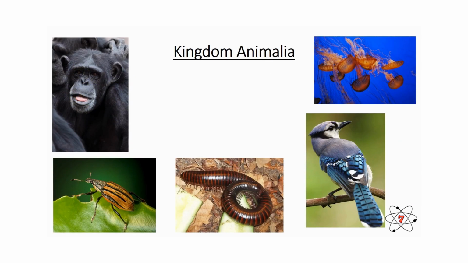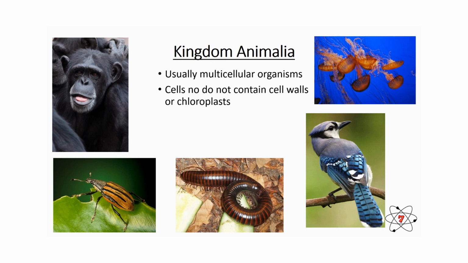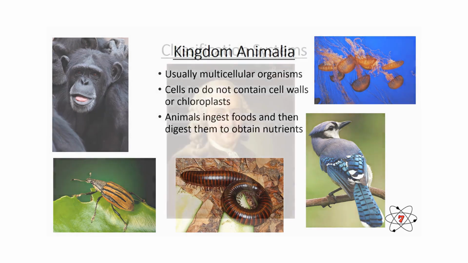The final kingdom we're going to look at is the kingdom of animals. This is the kingdom that we belong to. Animals are generally multicellular, and the big difference between animals and plants is that animal cells do not contain cell walls. This is because animals do not contain cellulose. Also, animals do not contain chloroplasts. That means we cannot create our own food by photosynthesis. Animals need to get their energy and their food by digesting other organisms and obtaining the nutrients.